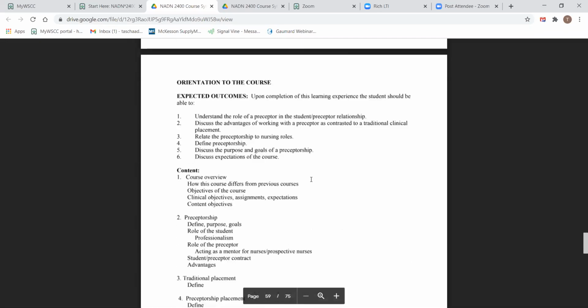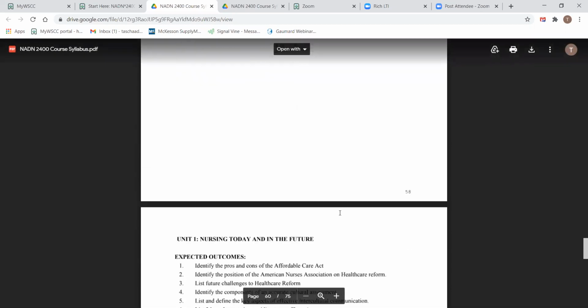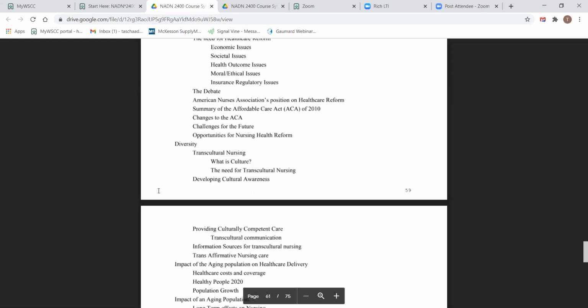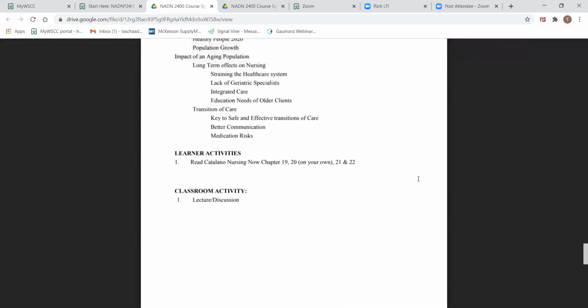Okay, the remainder is the content. The content outline, and also you will see the learner activities. This information is also already in your learning management systems. So all the details are also in Canvas, and I will show you that here in just a moment.